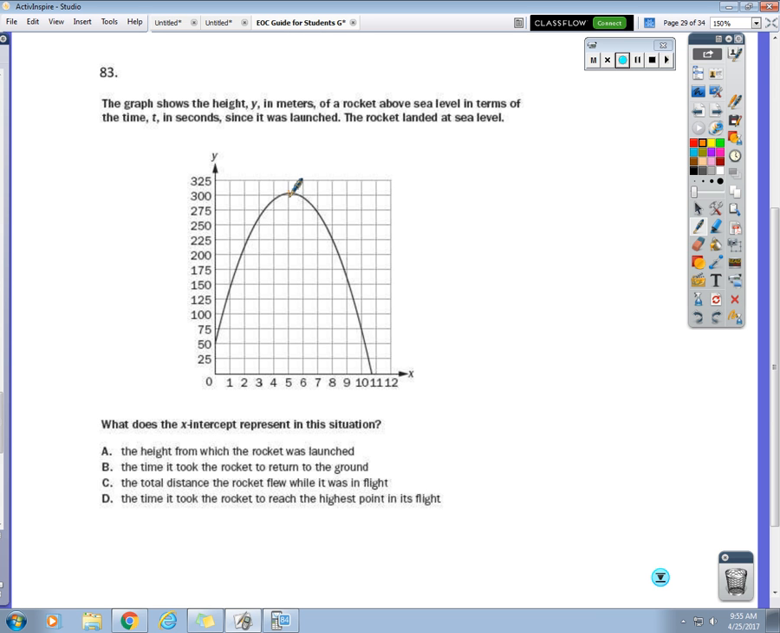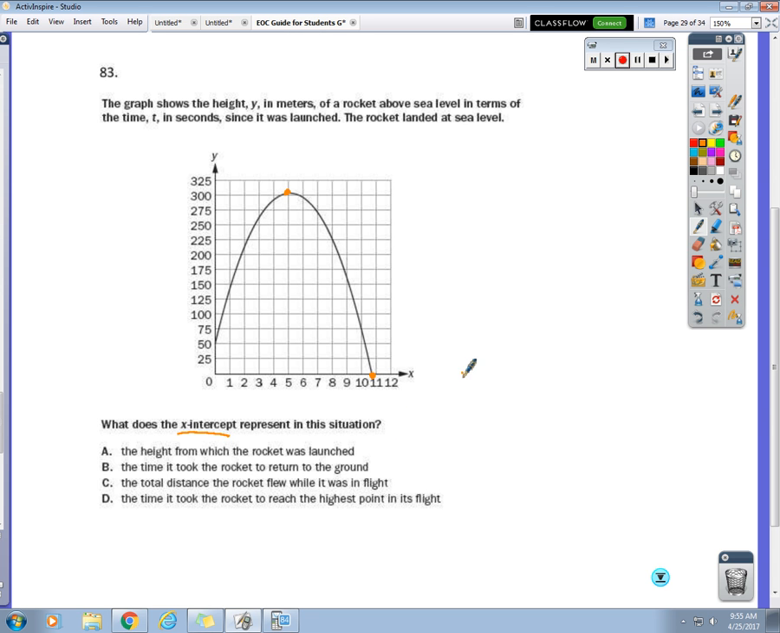I'd say right above 300 feet. And how long did it take it to reach that height? 5 seconds. Okay, if you follow it down to the time, that's 5 seconds. They want to know, what does the x-intercept represent in this situation? Well, where's the x-intercept? Right, 10 point something, right?